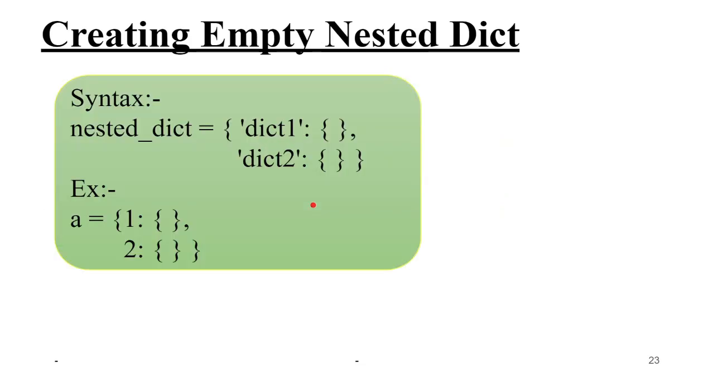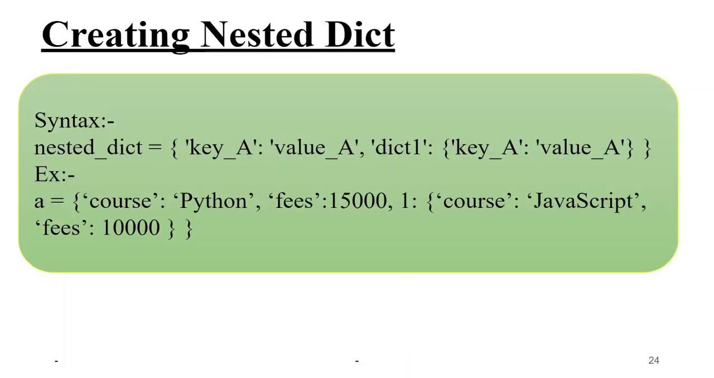We can also create an empty nested dictionary by simply specifying empty brackets. So here dict1 is a key, and then we specify an empty dictionary. Again we have one more dictionary with empty elements. So this is an example of creating a nested dictionary. Here we have the key and its value, and again we have a dictionary whose value itself has key value pairs.